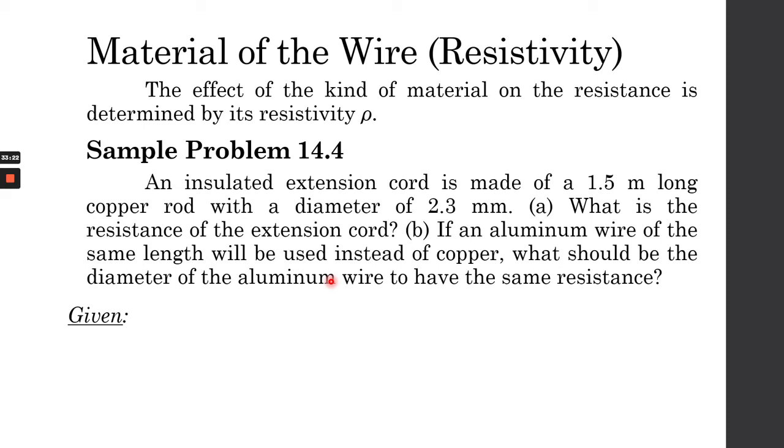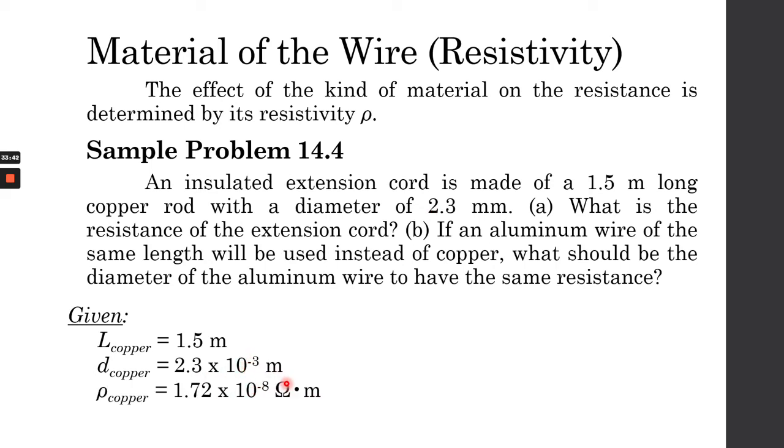So, let's write our given first. So, ang binigay sa atin is yung length ng ating copper wire or copper rod is equals to 1.5 meters. And yung diameter ng ating copper is 2.3 times 10 raised to negative 3 meters. So, I converted 2.3 millimeters to 2.3 times 10 raised to negative 3 meters. So, yung rho copper is equals to 1.72 times 10 raised to negative 8 ohm meter. And yung rho aluminum is equals to 2.75 times 10 raised to negative 8 ohm meter.